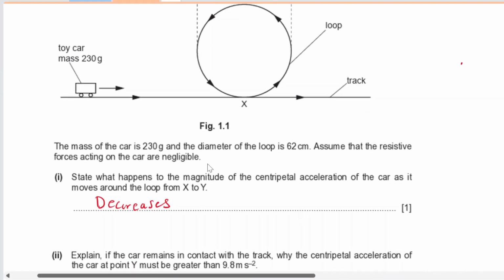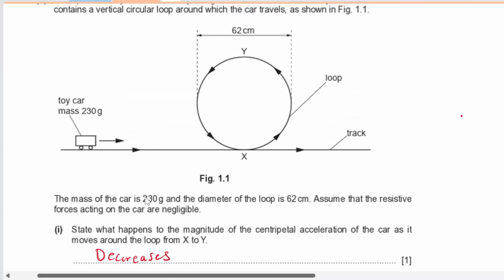State what happens to the magnitude of the centripetal acceleration of the car as it moves from x to y. So when the car is over here, when it's at x, what happens to the magnitude of its centripetal acceleration as it goes from x to y? So how do we do this?